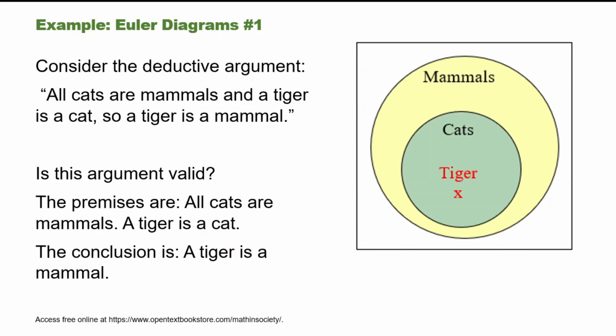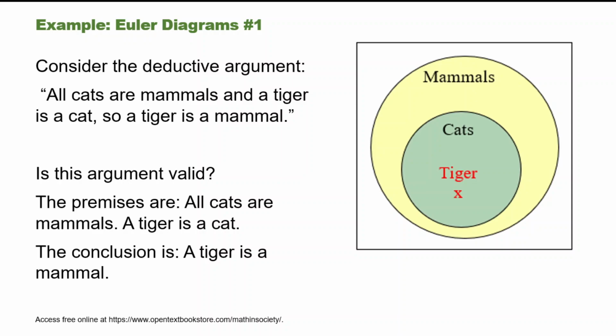Example, Euler Diagrams number 1. Consider the deductive argument. All cats are mammals, and a tiger is a cat. So a tiger is a mammal. Is this argument valid? The premises are: all cats are mammals, and a tiger is a cat. And the conclusion is: a tiger is a mammal.